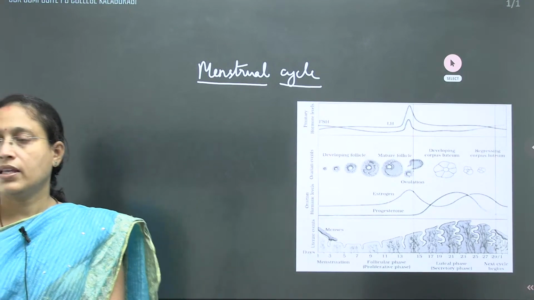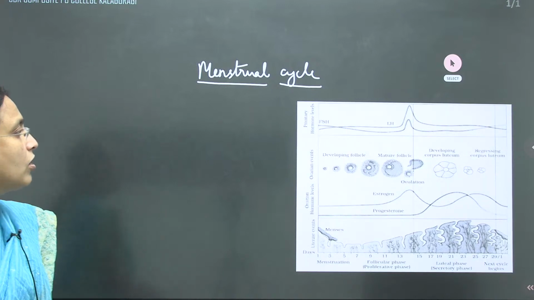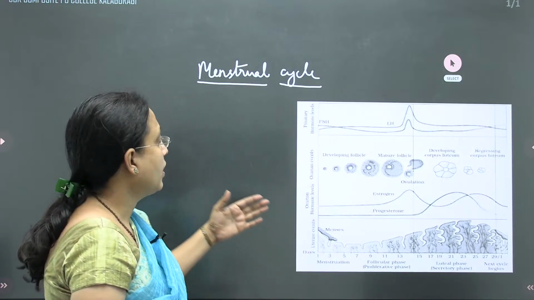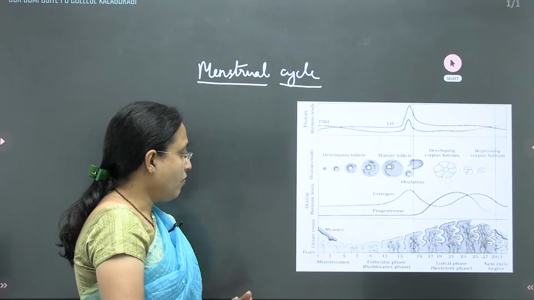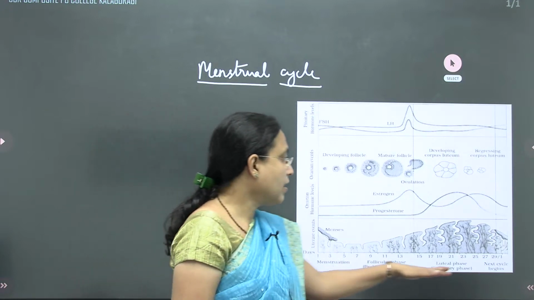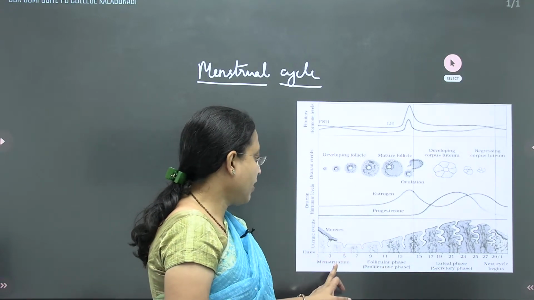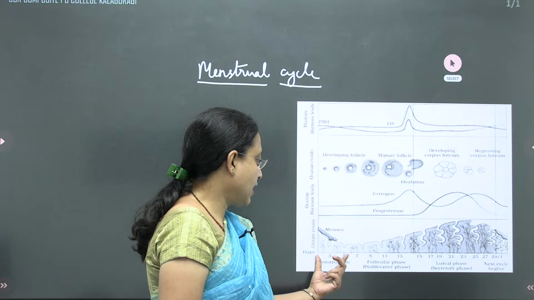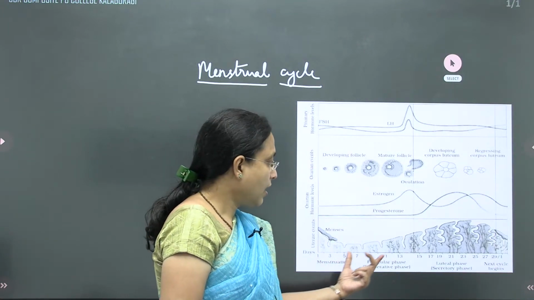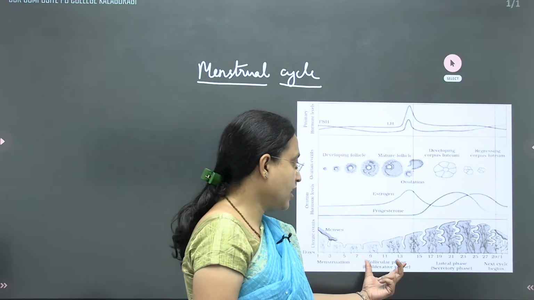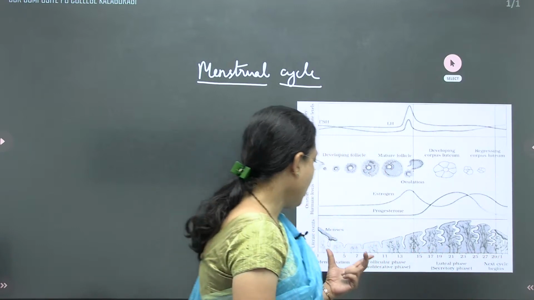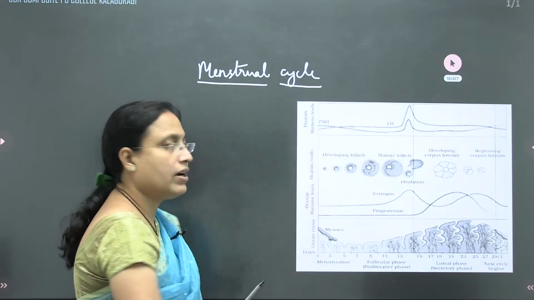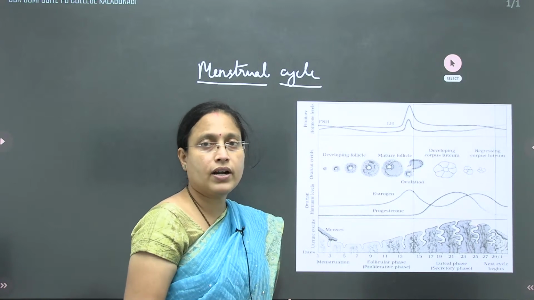So this diagram is about what all occurs during the menstrual cycle at different levels. If you see this diagram, first the horizontal axis is the number of days. Within the range of the days, what is the stage of menstrual cycle? And within the next range, what is the stage? Like that, stages are given in relation to number of days. And in the vertical axis, events occurring.